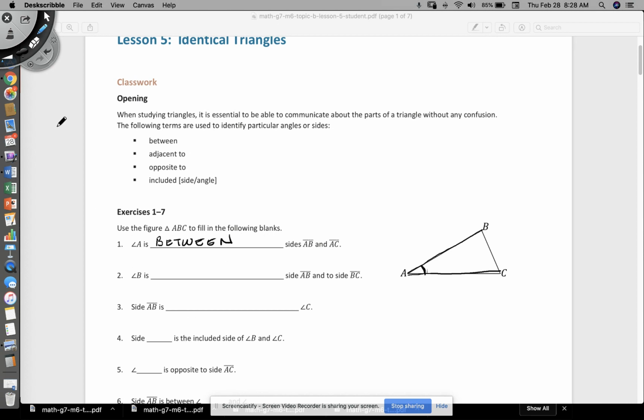All right, then we have angle B. Angle B is blank side of AB and BC. So let's find angle B. It's going to be right there. It is between AB and BC. So angle B is what to side AB? Oh, it is BC, sorry. I was looking down here at angle C. So what is this one? This one's going to be adjacent to, which means they share the same side. These ones share a side, so this is adjacent to.